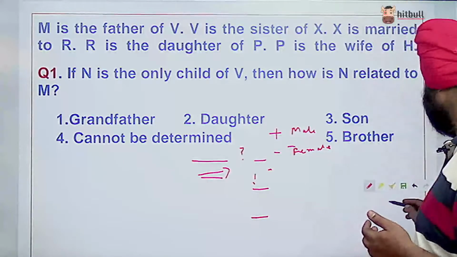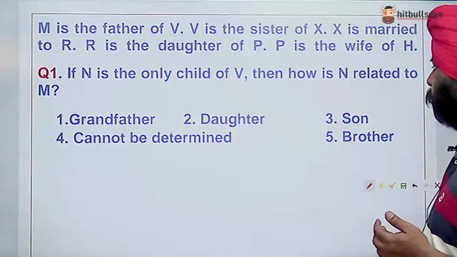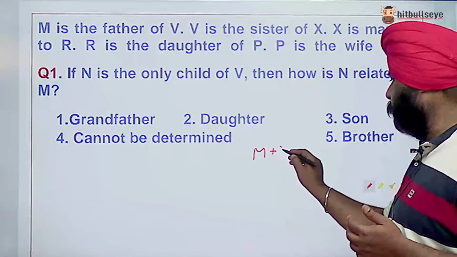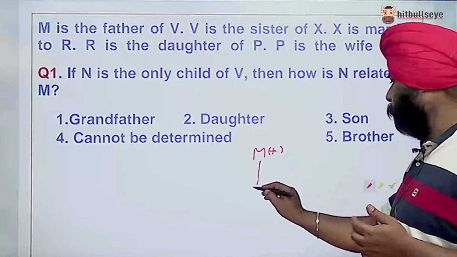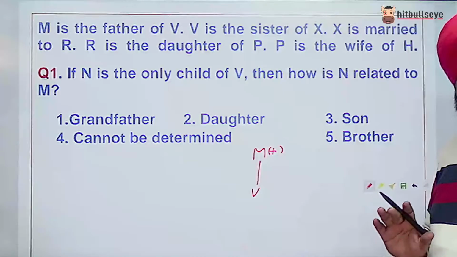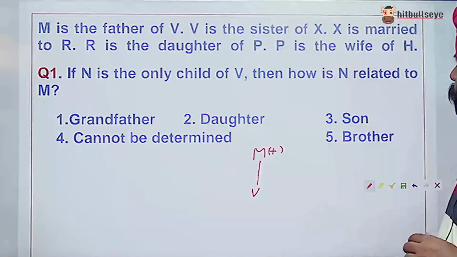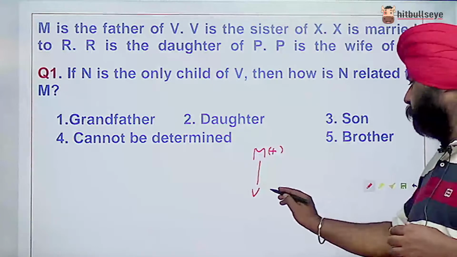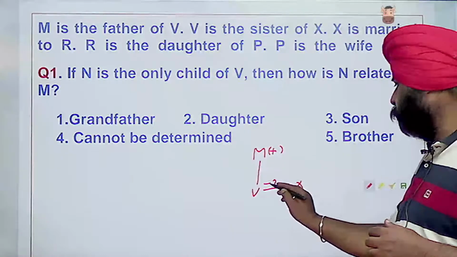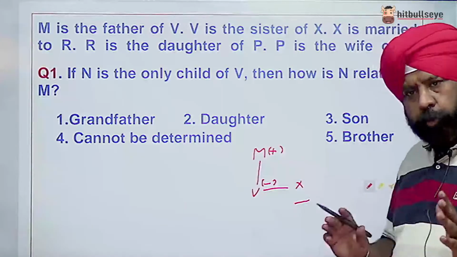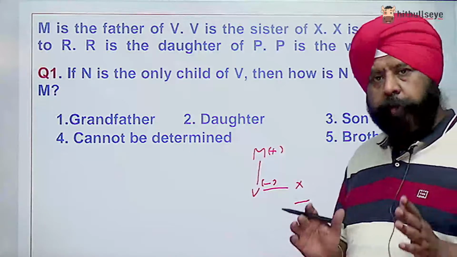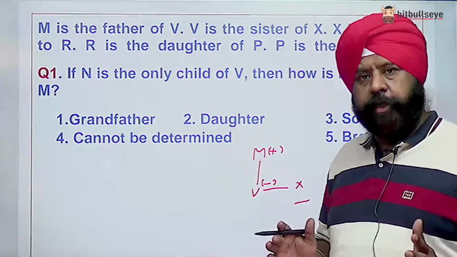So let us start this question. M is the father of V. So the gender of M is known, and V may be till now the son or the daughter. V is the sister of X. Siblings are shown by a single line. V is the sister of X shows that V is a female. And still the gender of X is not known. X may be brother or X may be sister.